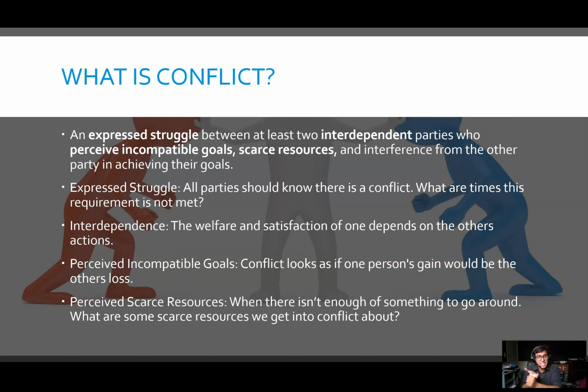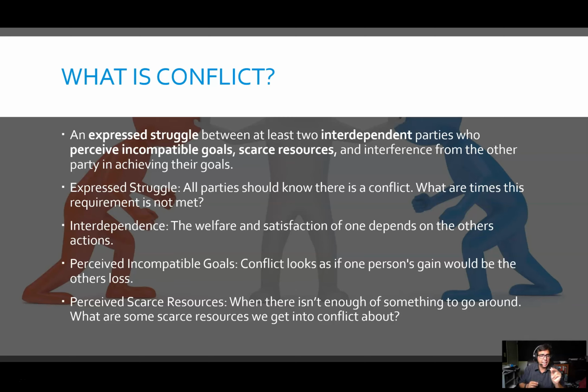We also have perceived incompatible goals. The conflict looks as if one person's gain would be the other person's loss. For example, let's say that we are having a conflict about who has control of the TV. We can either watch Gossip Girl or we can watch Yu-Gi-Oh! There are pretty incompatible goals there. However, we can always find middle ground, but that one would be impossible, maybe.